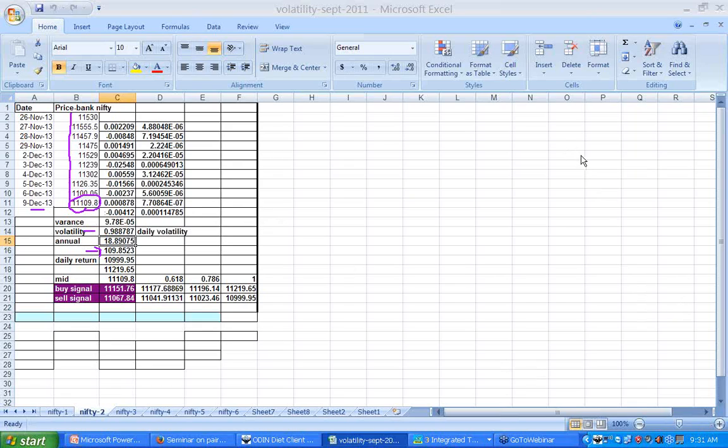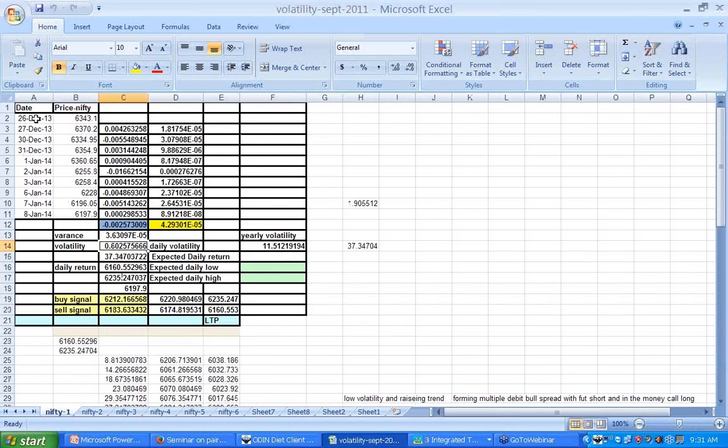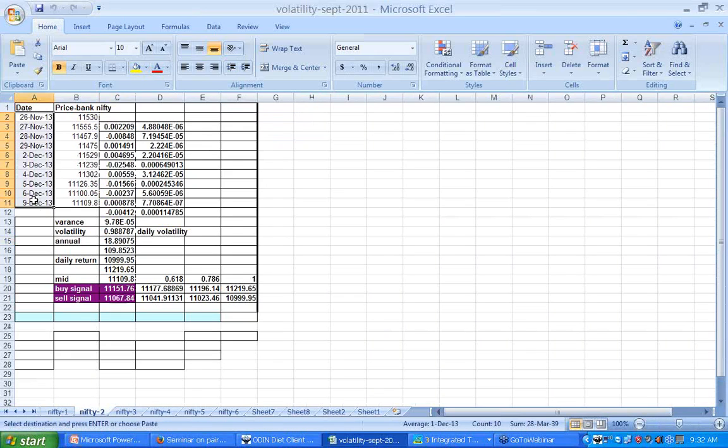So using that last trading day's price, this is the 8th January was the last trading date. So based on this 8th January last trading price, we have estimated that Bank Nifty is expected to move 110 points based on the daily volatility of 0.988 and 18.89, or approximately 19, yearly volatility. So this method says that if your volatility is less than 20%, you use the Fibonacci principle.